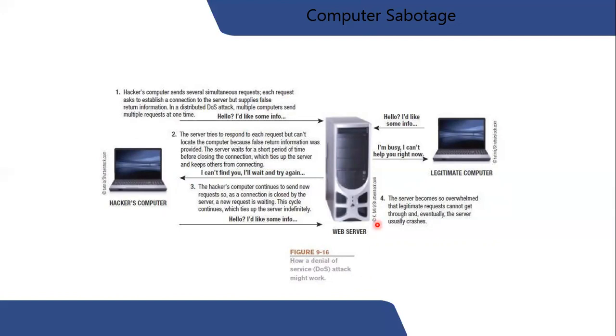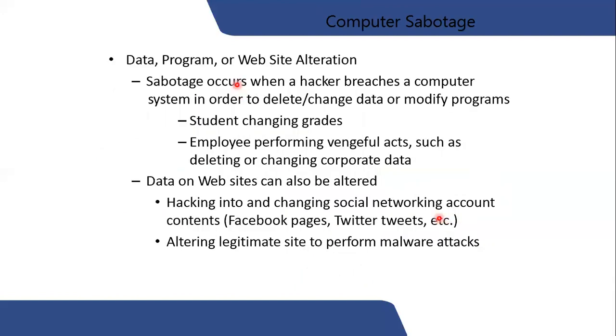The server becomes so overwhelmed that legitimate requests cannot get through, and eventually the server usually crashes. So this is how a DoS attack might work. Data, program, or website alteration: sabotage occurs when a hacker breaches a computer system in order to delete or change data, or modify programs.